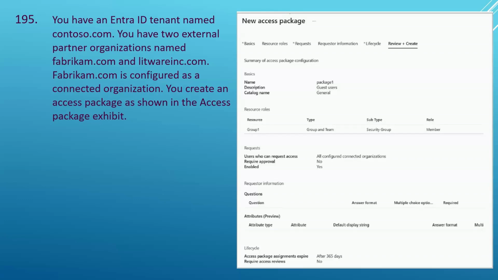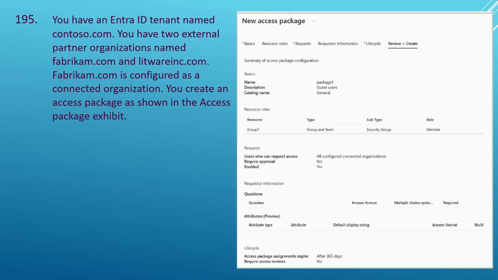You create an access package as shown in the access package exhibit on the right-hand side of your screen. The name of the package is Package1, description is guest user, catalog name is General, and then it is applied to a group named Group1, which is a security group, and role is member. Now, basically it tells you who can request access: all configured connected organizations. So this is why I was telling you, make a note that fabricam.com is configured as a connected organization, whereas litwareincorporation.com doesn't have any mention. So we can assume that it is not connected.